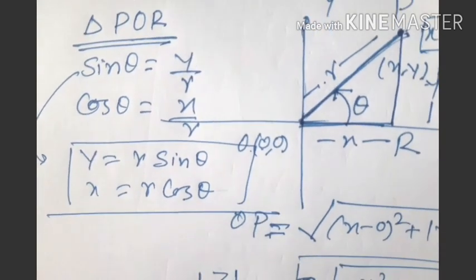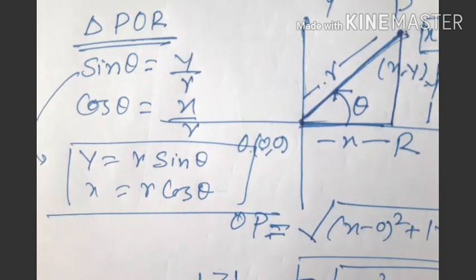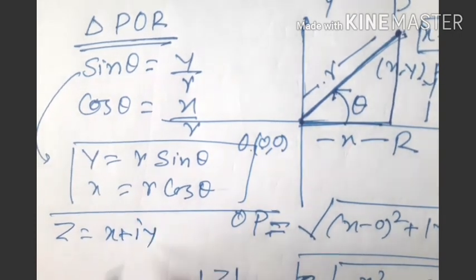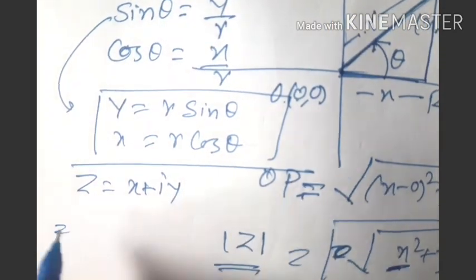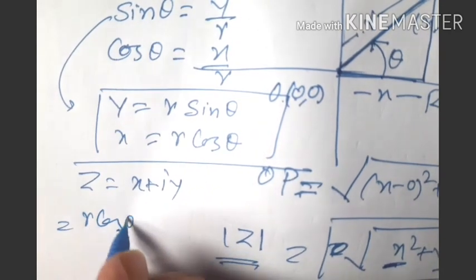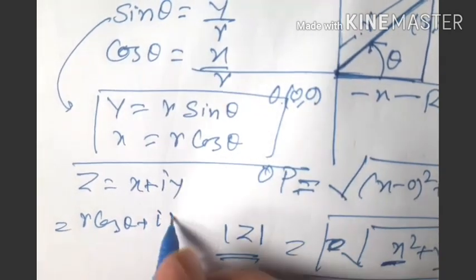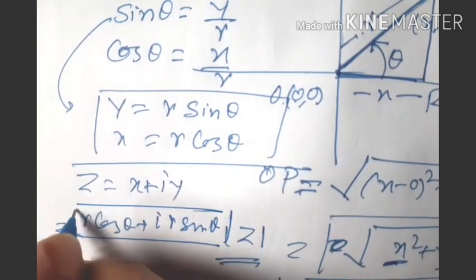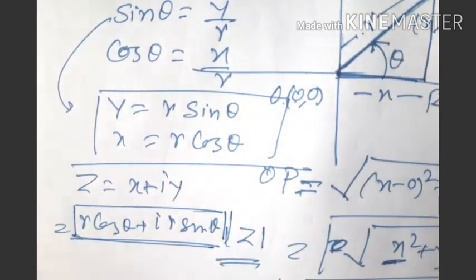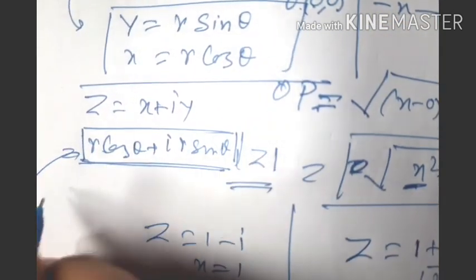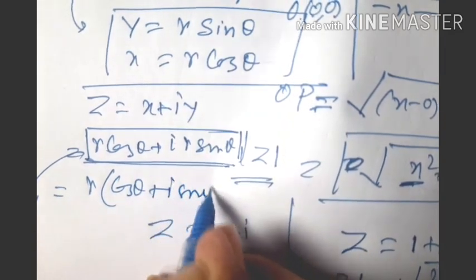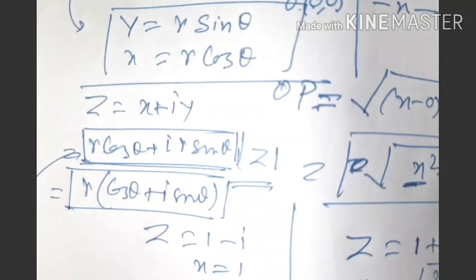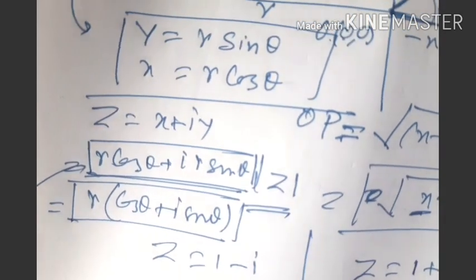Now theta is the argument. Now suppose we have this complex number z equal to x plus iy. Now what can you say from here? If you put the value in place of x, that is r cos theta, and in place of y, that is r sin theta, it can be written as r cos theta plus i into r sin theta. Now from here we can take r common. So after taking r common, we have r into (cos theta plus i sin theta). This particular form is known as the polar form of a complex number.